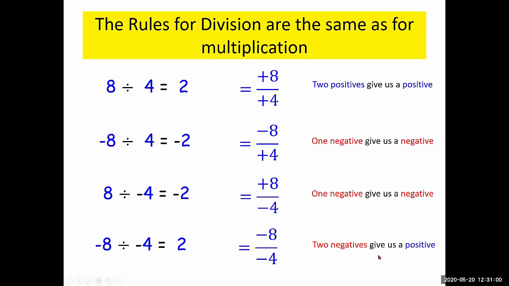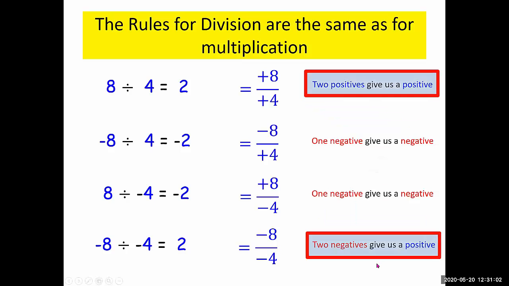Now, I don't know if you can see it, but we've actually got the same rules as we had for multiplication. 2 positives gives us a positive, and 2 negatives gives us a positive as well. So if you know the rule for multiplication, you apply exactly the same rule when you're dividing. And if I just write over here what this minus 8 really means, I'm going to take that up there for you to see. And minus 8 is the same as minus 1 times 8.